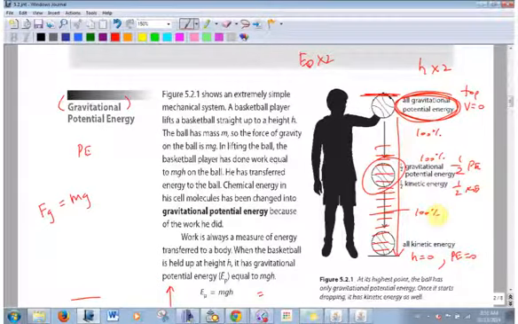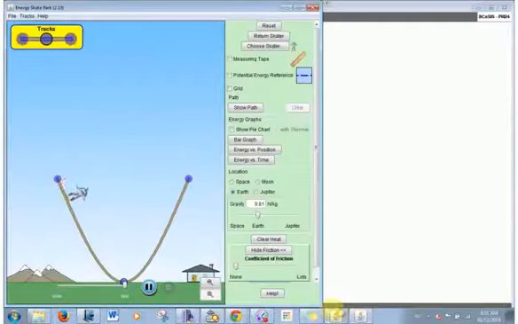3/4 of the way down, it's 1/4 potential, 3/4 kinetic, and so on and so on. We're not going to give you really complicated questions, but maybe 1/4 of the way down, 2/3 of the way down, something like that. We can figure this stuff out. Here's another little example to show us that.